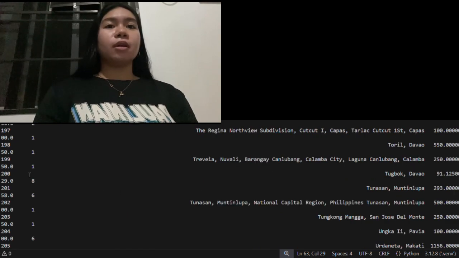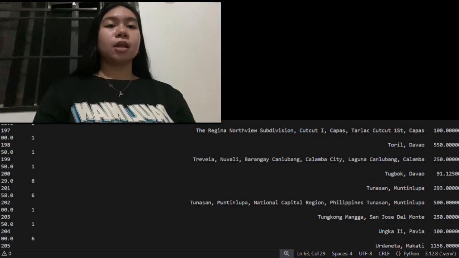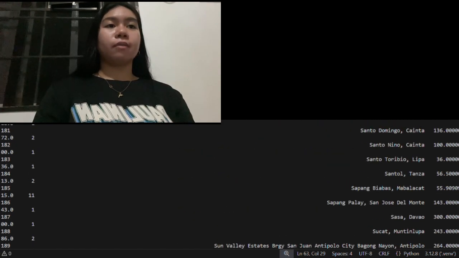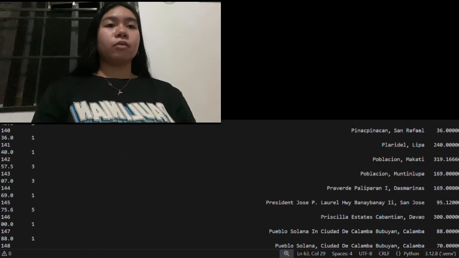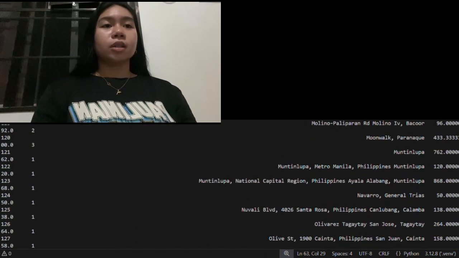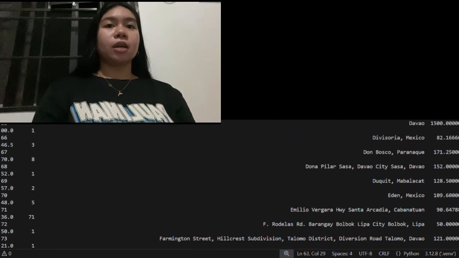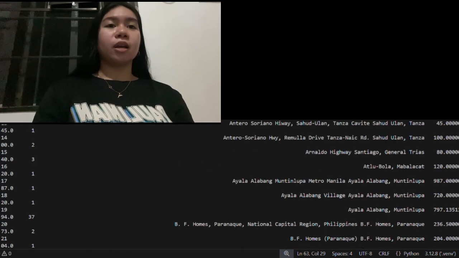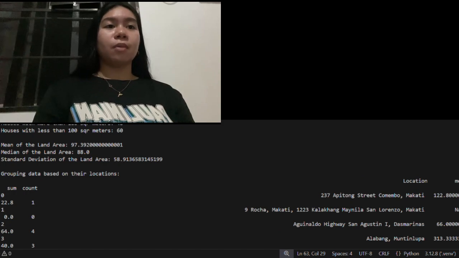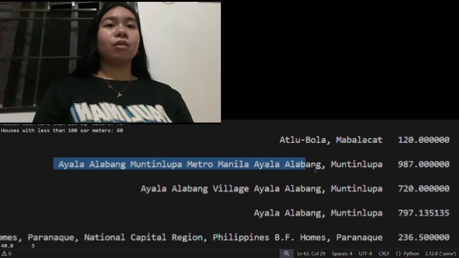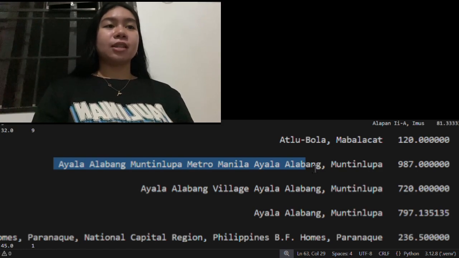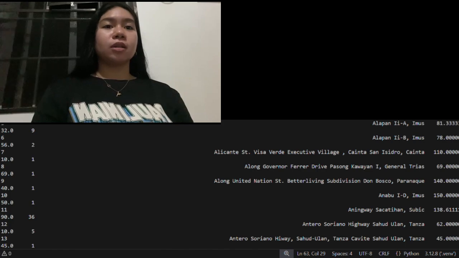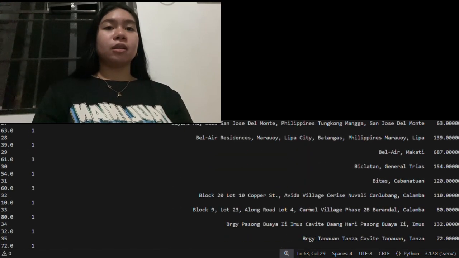And fourth, we grouped the data based on location and calculated the average, the total, and the count of land areas. There, we noticed that locations like Subic, Cainta, San Valley, and Ayala Alabang have a higher average land area compared to other places. For example, in Ayala Alabang, Muntinlupa, the average land area in the listings reached 987 square meters, which is way above the average size of the dataset.